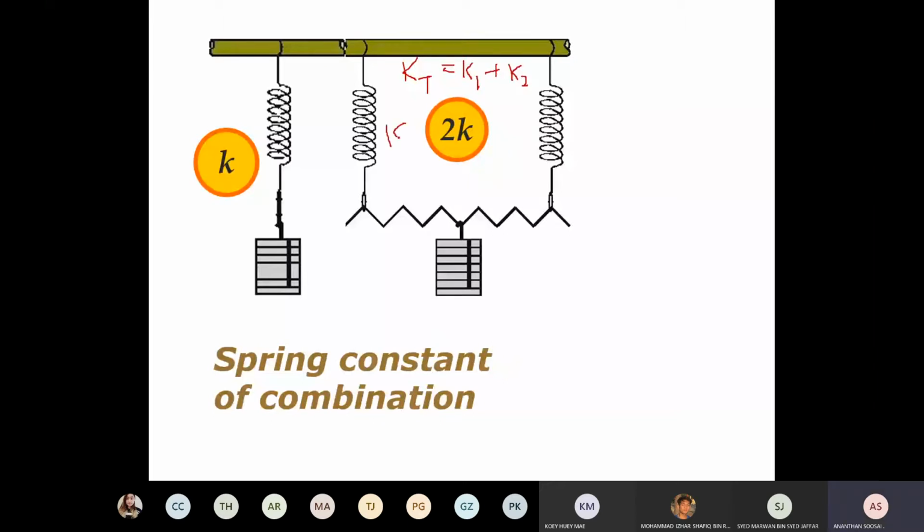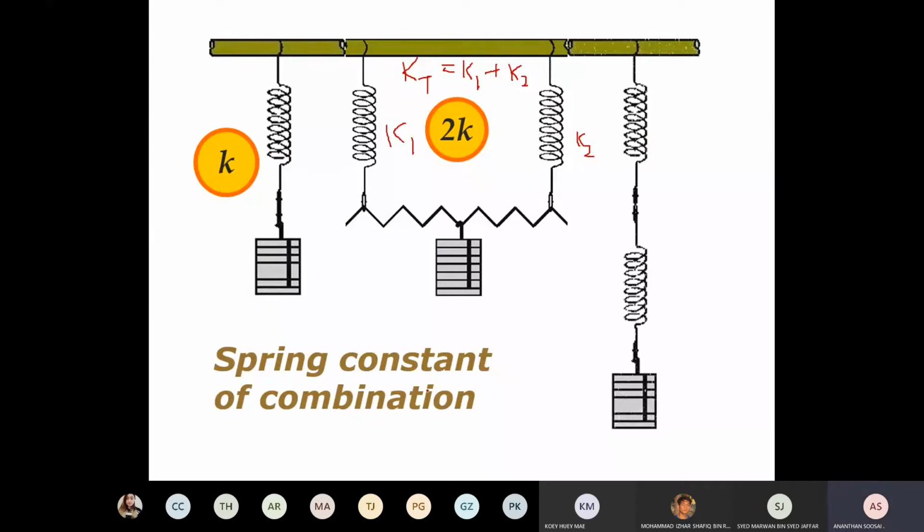Let's say this spring has a K1, this spring has K2. So the K total is K1 plus K2, the new K. Okay. So 2 times stiffer than the original spring. If you connect in series, it's going to be less stiff than the original one, right? Easy to extend. This one is easy to extend. So what is the new K value for this series?